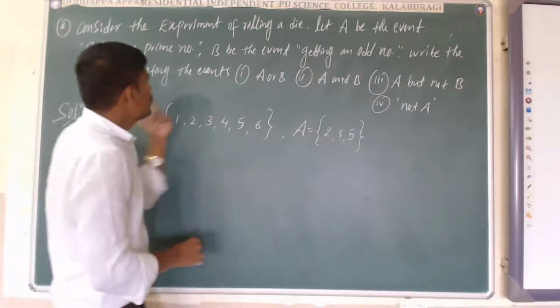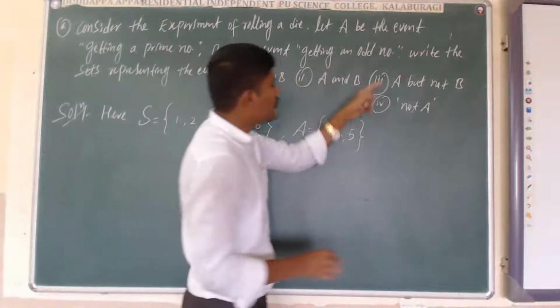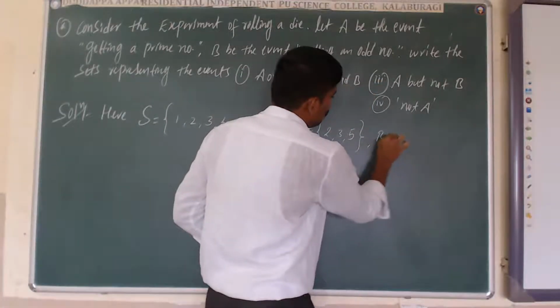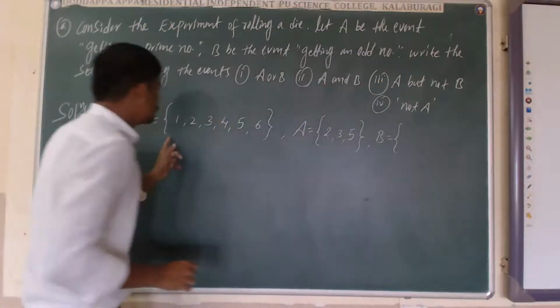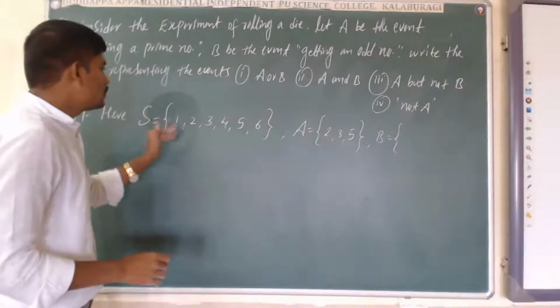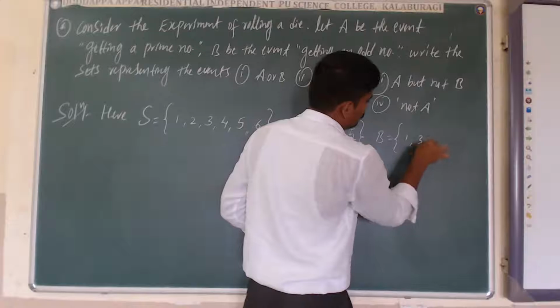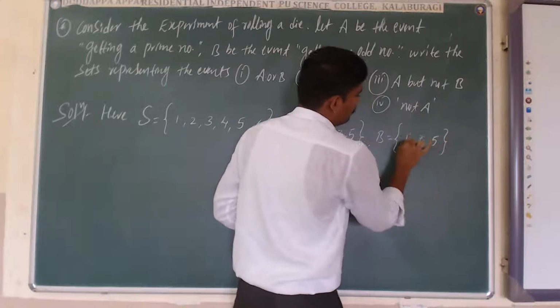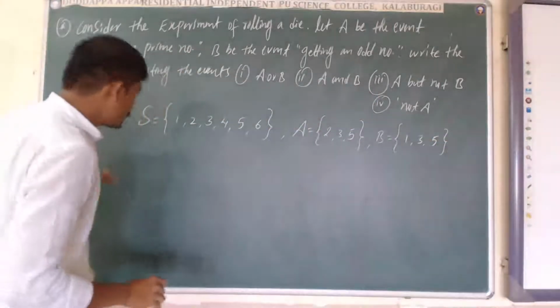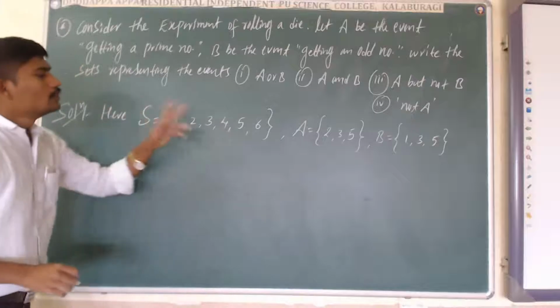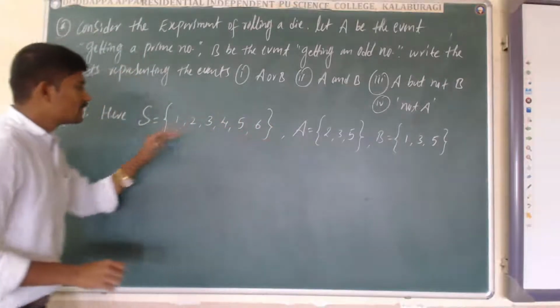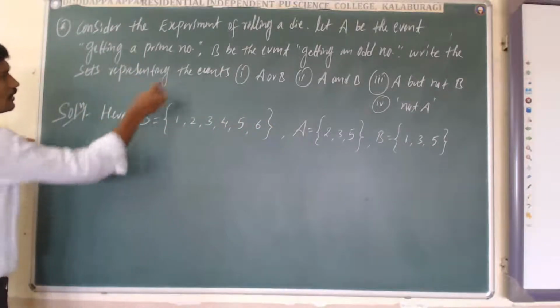Next one, B is the event of getting an odd number. Out of the numbers 1 to 6, what are the odd numbers? 1, 3, 5. So we must write 1, 3, 5. So totally two events are given.